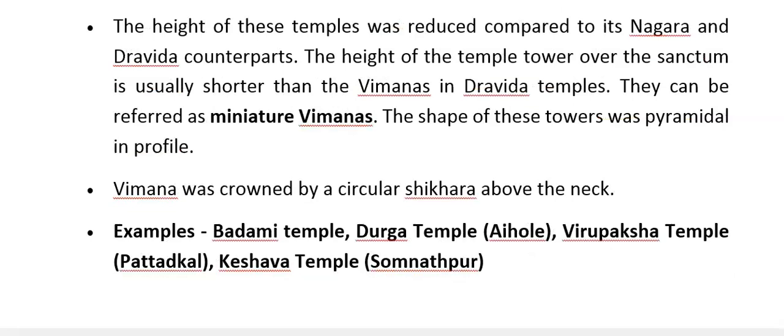So it is seen that in the Vesara style of temple architecture, the overall height of the temple is reduced, found to be shortened in comparison to the Nagara and Dravidian styles of temple architecture. And the Vimanas generally are shortened, referred to here as miniature Vimanas, pyramid in shape. And the Vimana here in Vesara style was crowned by a circular shikhar above the neck. Now, some examples are the Badami temple, Durga temple, and Virupaksha temple, etc.